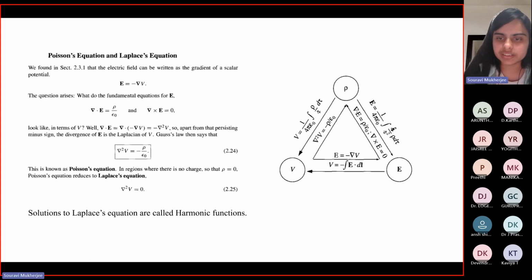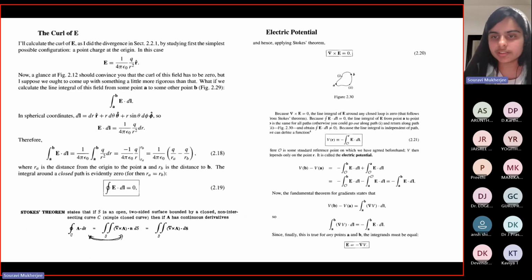Why the negative sign? This is just a convention, it's just how it is taken. Basically, you start from a point and take a reference, and then you come to the point of your interest. Had it been the other way around, it would have been plus. So it's a convention.